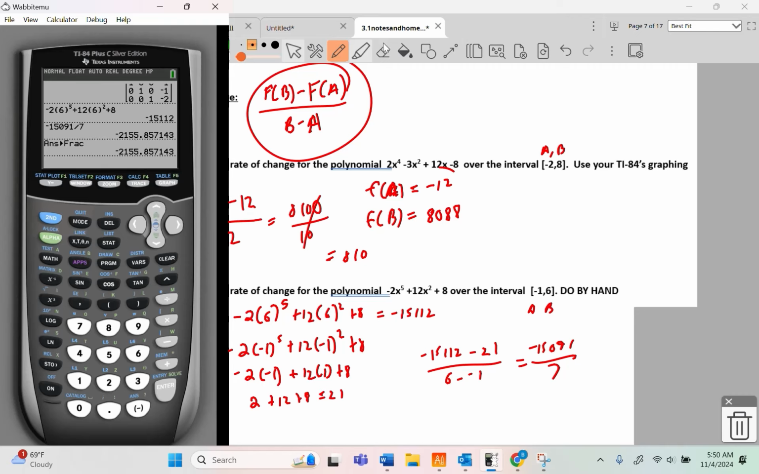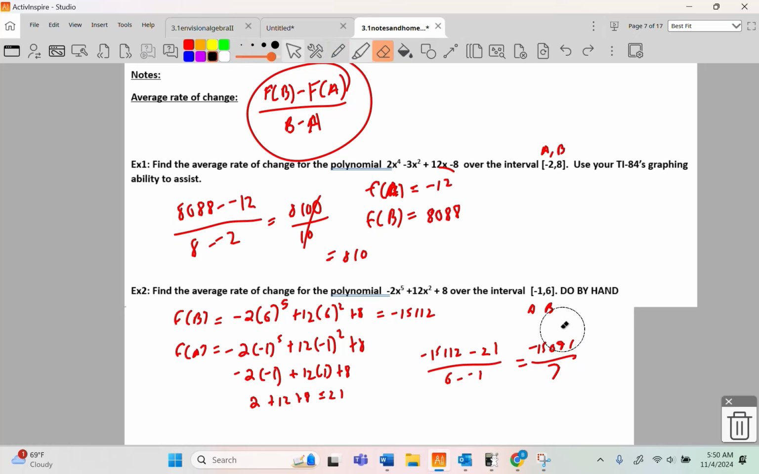And you know what? That's because I'm wrong. That was a negative, take away another negative. Those grow negatively. I made a sign mistake. Who would have thought? I need to add 21, so it's negative 15,143. So I need to add the 21. 33.